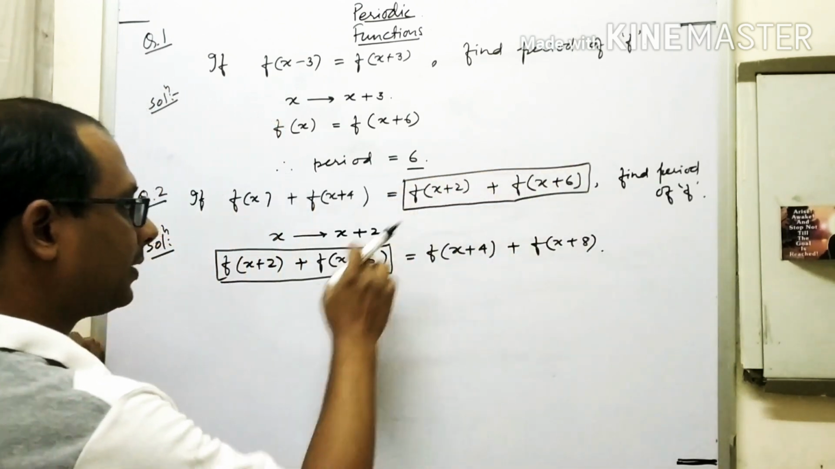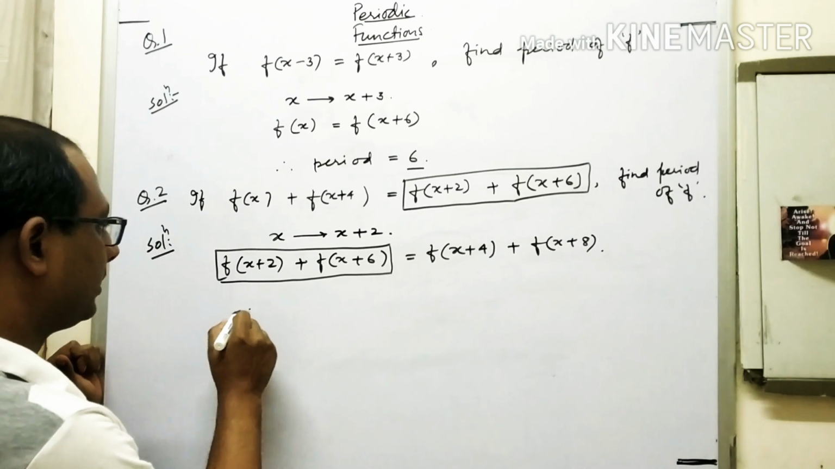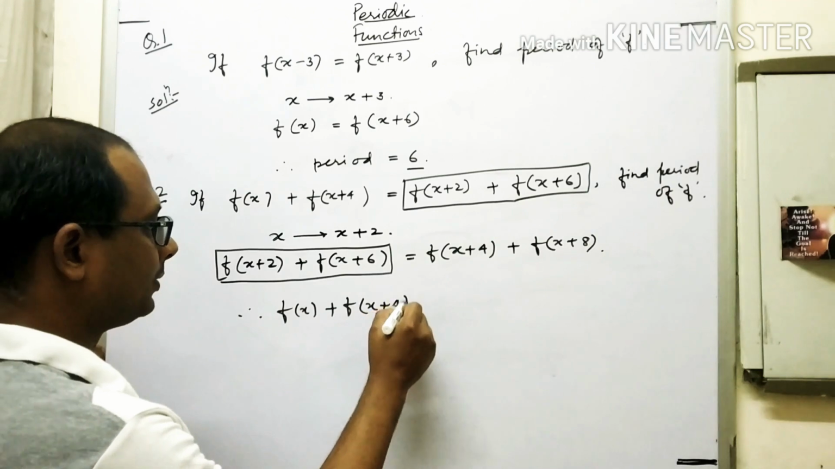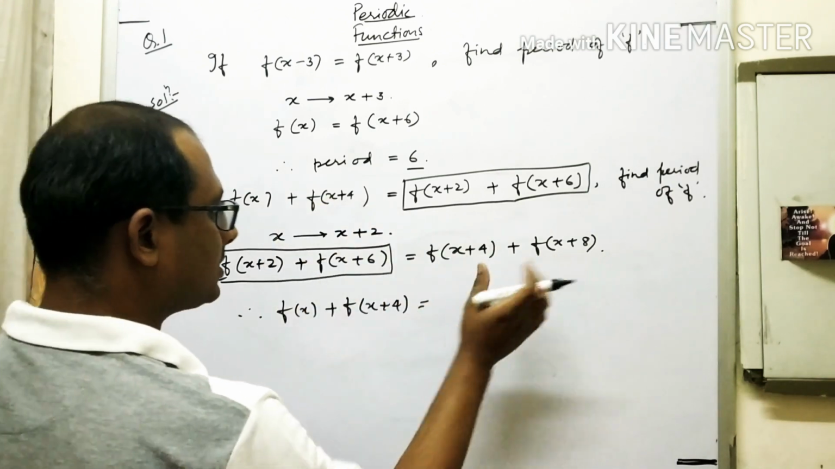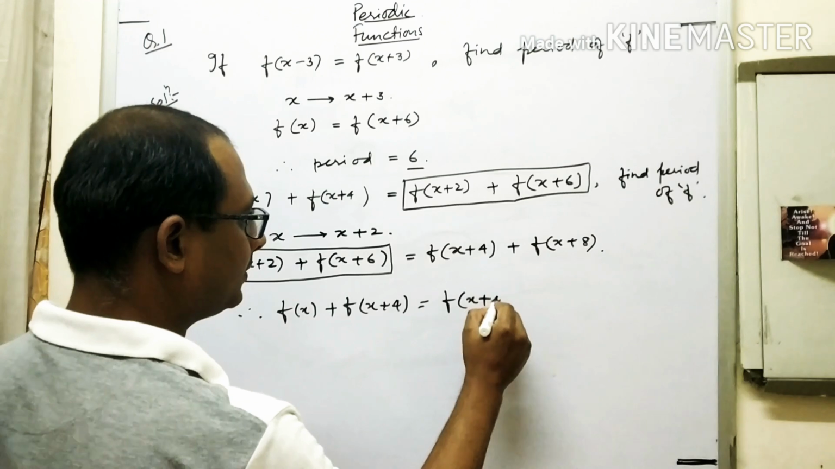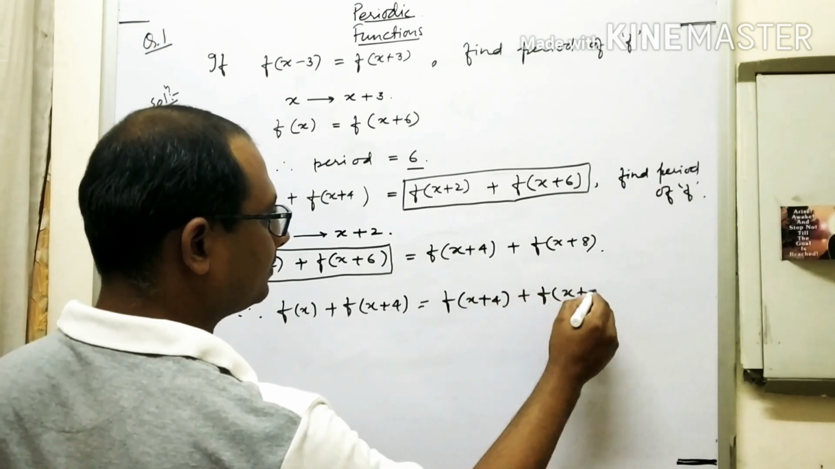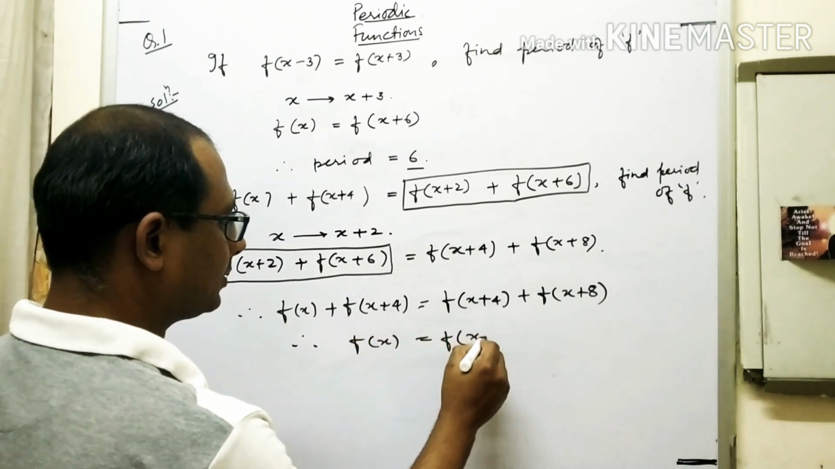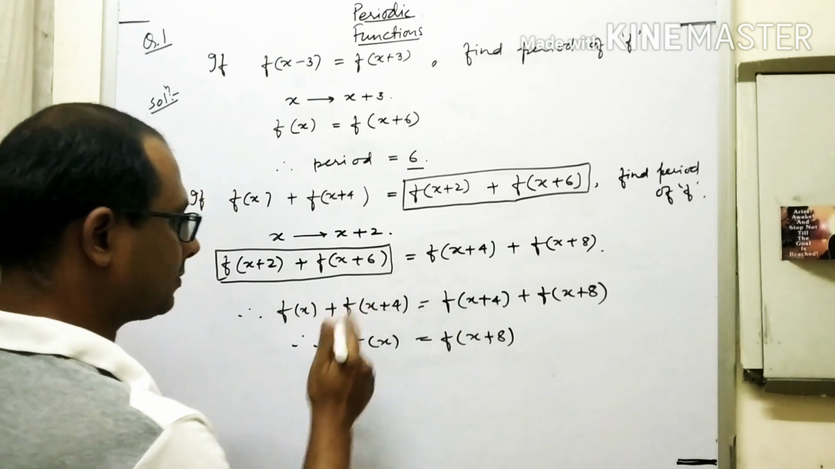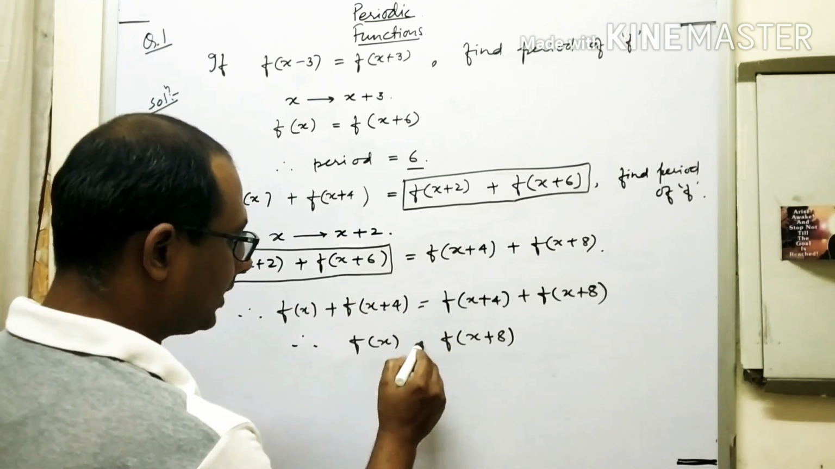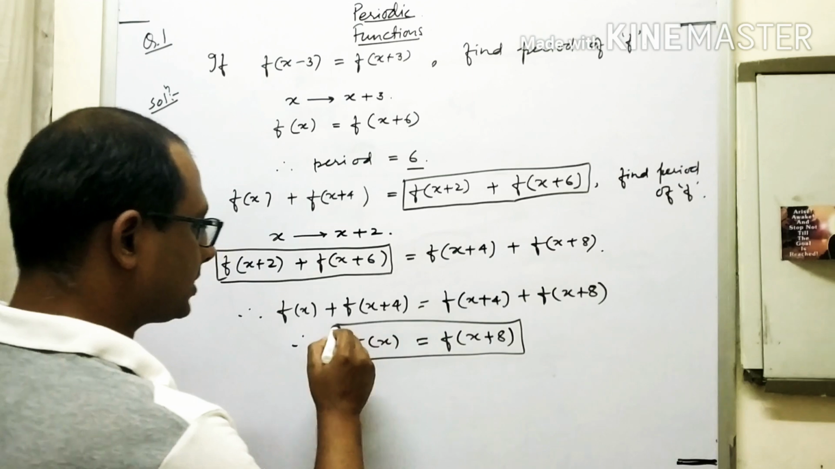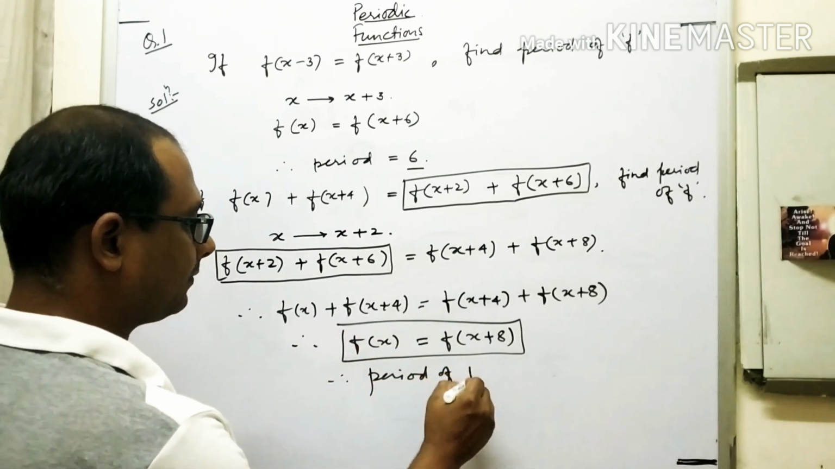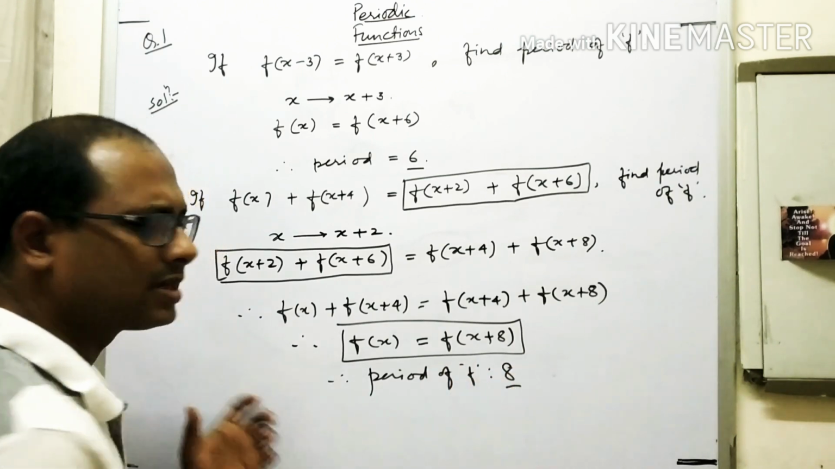Now the left hand side of this equation is the same as that of the original. So if I compare these two equations, I'm going to get f of x plus f of x plus 4 equal to f of x plus 4 plus f of x plus 8. So ultimately f(x) will be equal to f of x plus 8, since f of x plus 4 gets cancelled, and we reach the definition of the periodic function. Therefore the period of f is 8. These are some simple questions.